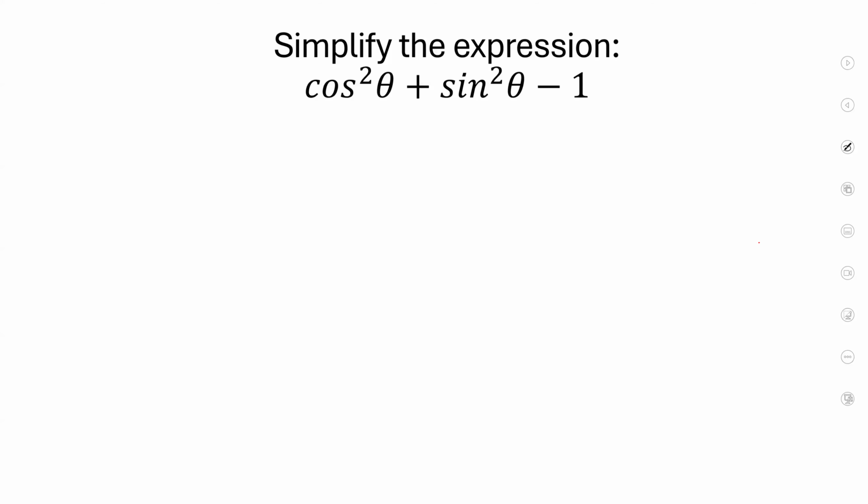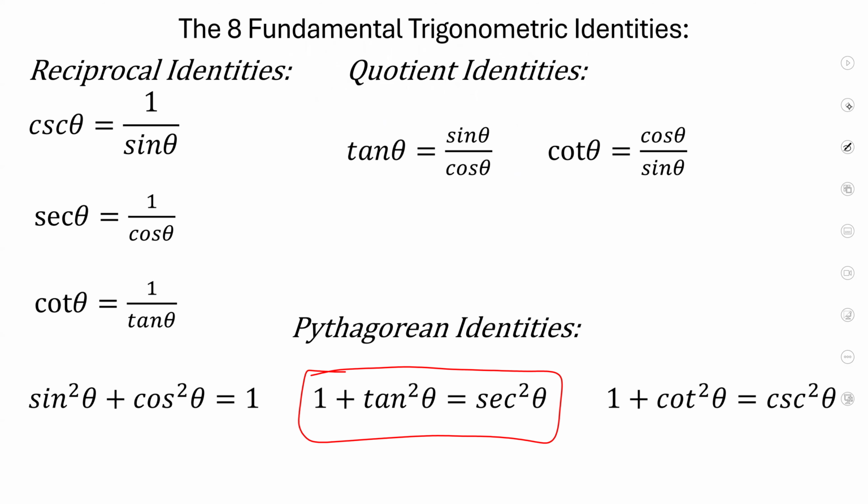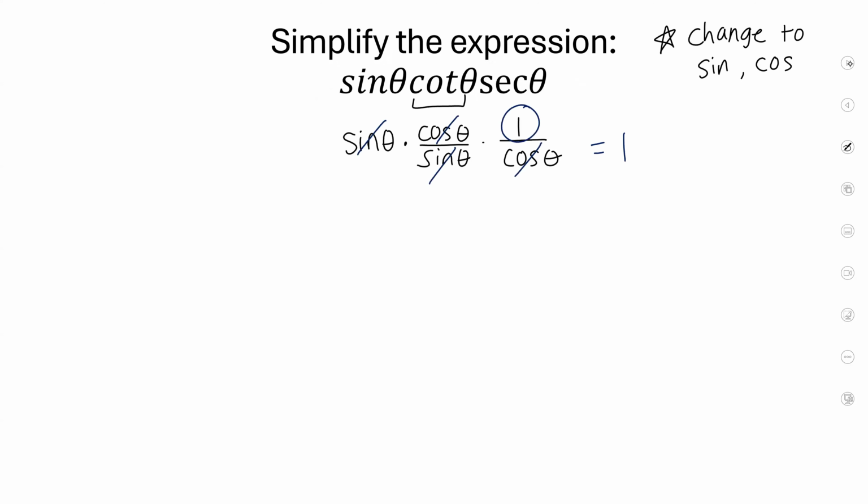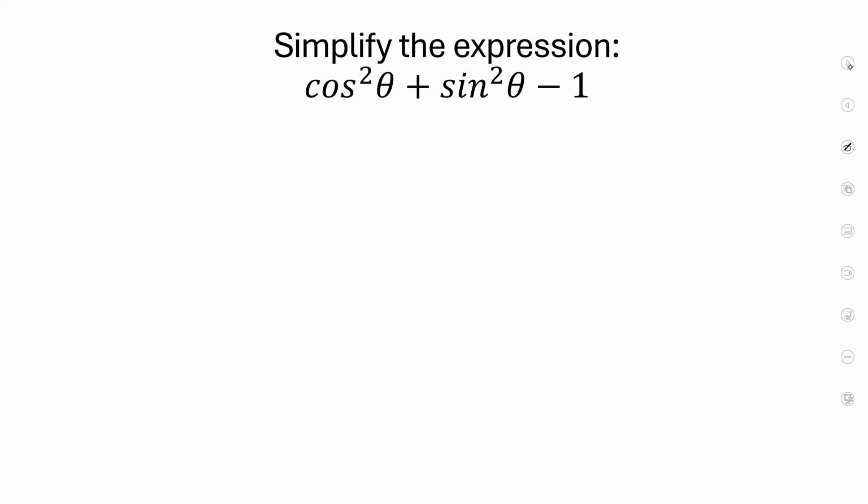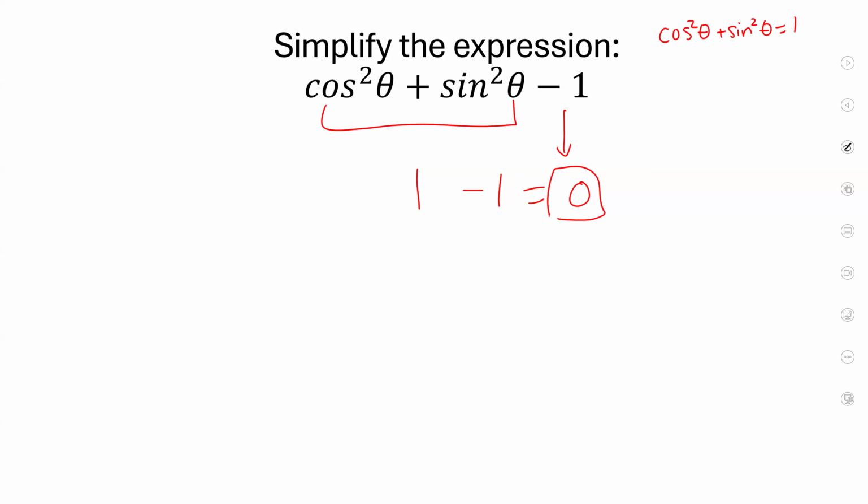This is the next expression. Notice we have a cosine squared and a sine squared. The only identity that has that is this one down here. So this is the one I'm going to use. I'll copy it onto that slide so it can be right there. It says cosine squared plus sine squared equals 1. So this whole thing, according to the identity, equals 1. Bring down the minus 1. 1 minus 1 is 0. That's what it simplified to.